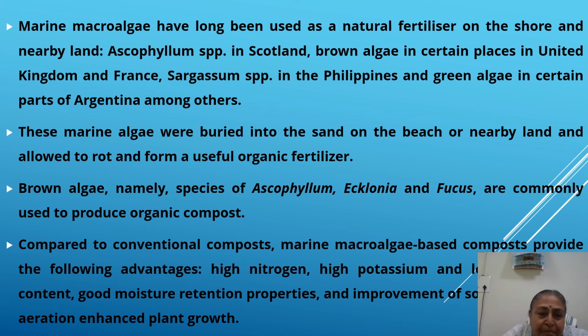These marine algae were buried in the sand on the beach or in nearby land and then allowed to rot and form a useful organic fertilizer. Brown algae such as Ascophyllum, Ecklonia, and Fucus are commonly used to produce organic compost.